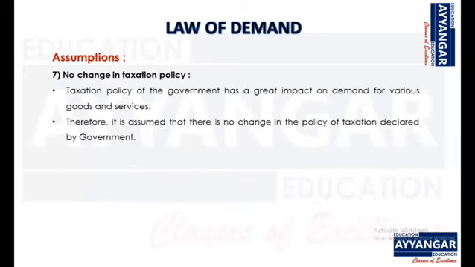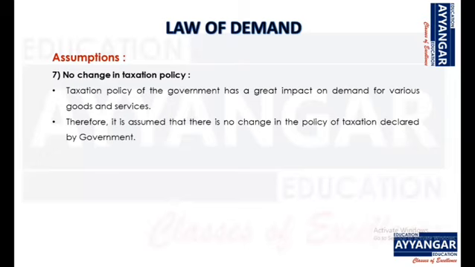Seventh point is no change in taxation policy, or simply the government policy. If the taxation policy is in the customer's favor, the customer can demand more. If the taxation policy is against the customer, the customer will demand less. So customer demand changes due to government policy as well. We have to assume there is no change in government taxation policy. If the government was charging more, they will keep charging more. If the government was charging less, they will keep charging less. There will not be any changes in taxation policy.